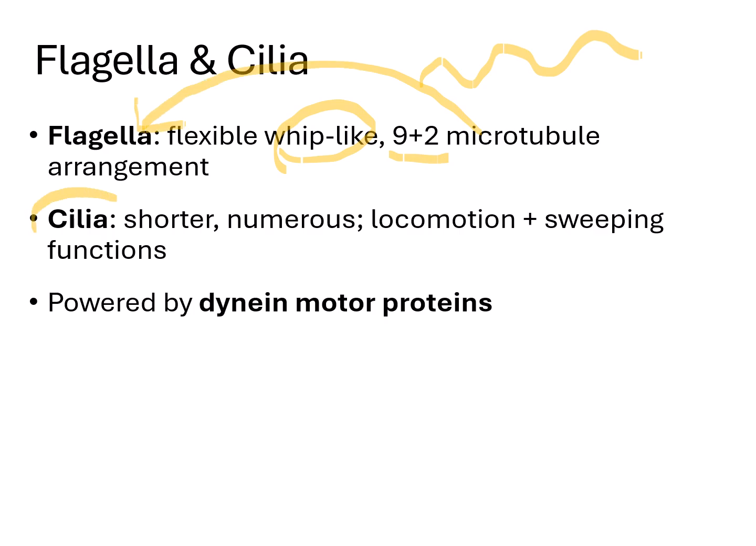Microtubules also make up cilia. Cilia are usually shorter. There are usually many more on the surface of the cell. They can also be involved in moving the cell, but also in sweeping things across the surface of the cell.